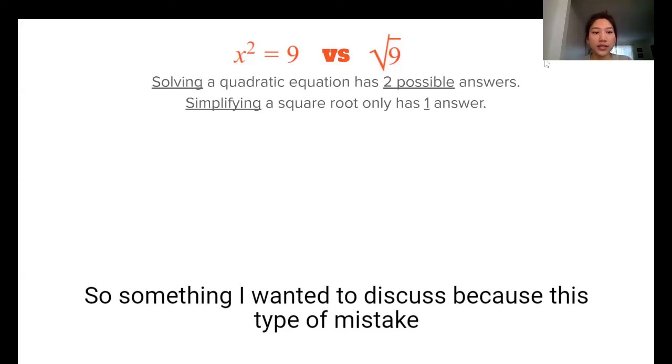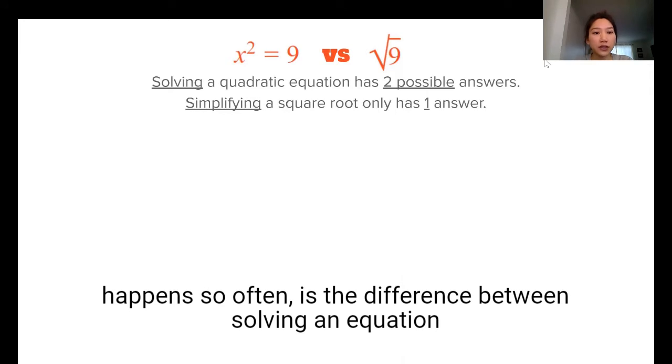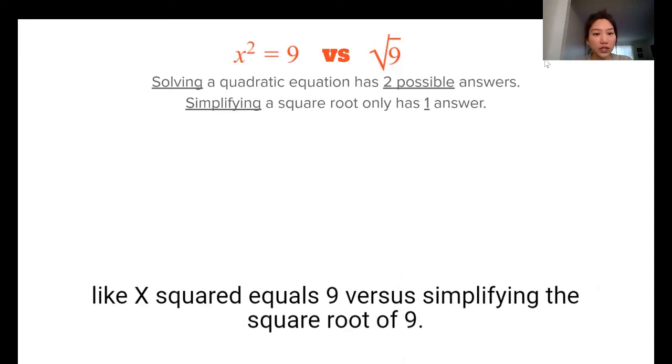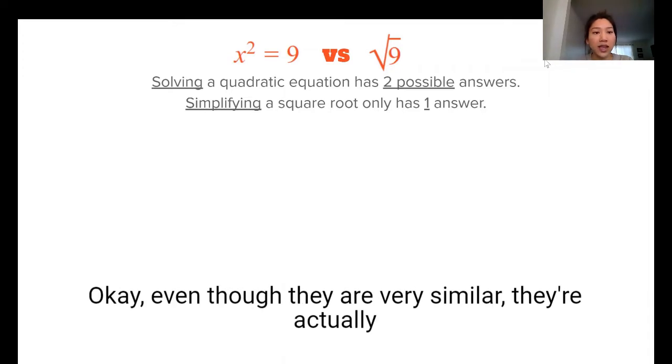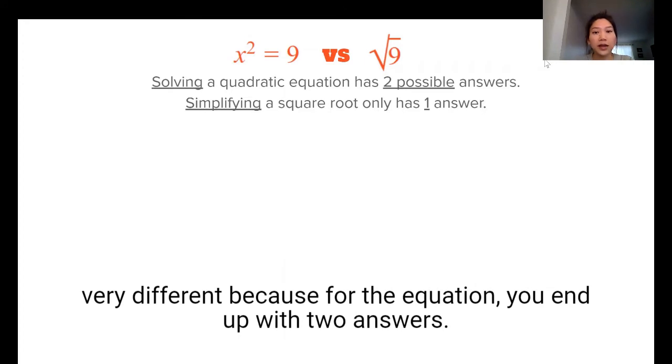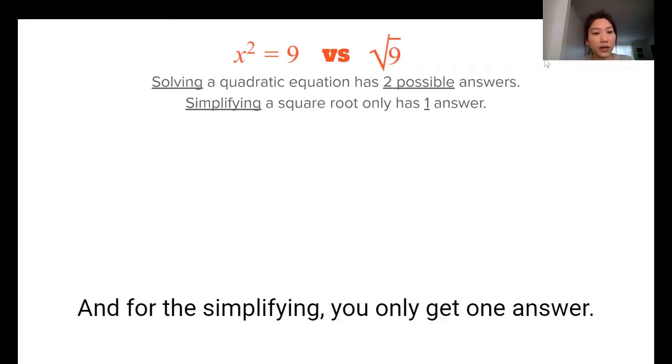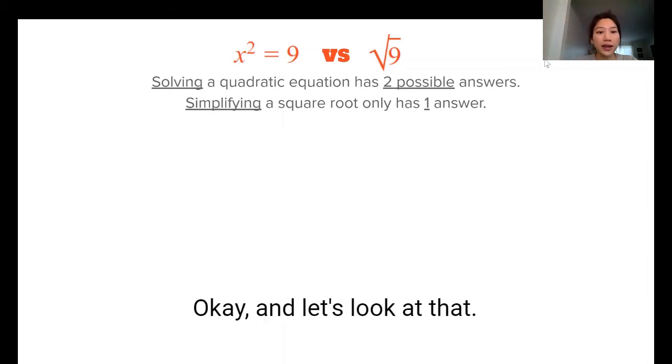So something I wanted to discuss, because this type of mistake happens so often, is the difference between solving an equation like x squared equals 9 versus simplifying the square root of 9, okay? Even though they are very similar, they're actually very different. Because for the equation, you end up with two answers, and for the simplifying, you only get one answer, okay? And let's look at that.